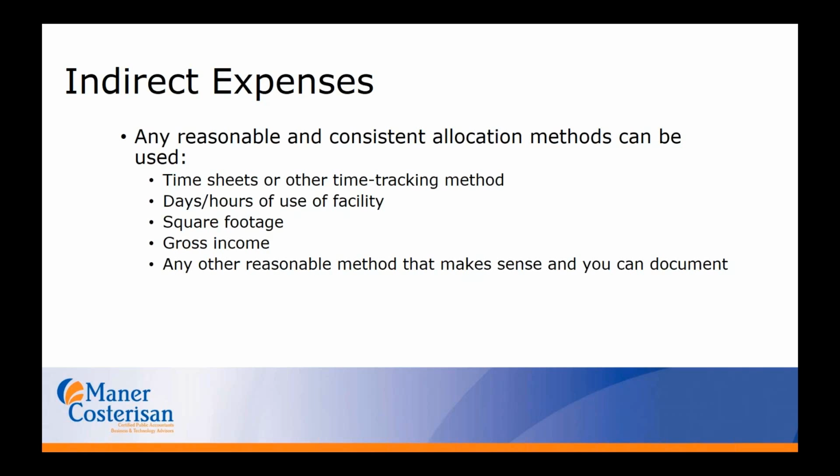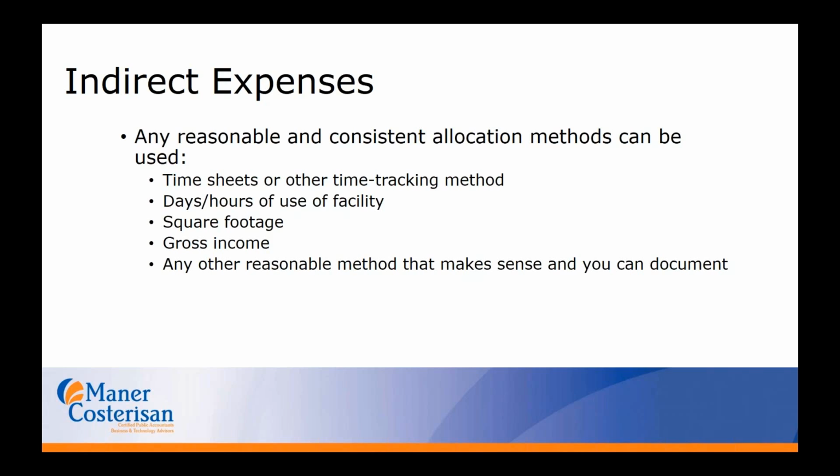Obviously, we said days and hours of use of a facility. We talked about that earlier. Square footage. So if you have a portion of your building that's being rented out, that's debt financed, and that's UBI, you can use square footage to determine which part of the utilities and maintenance and things like that are related to that unrelated activity. The gross income method: total gross income from unrelated to total gross income of related, or any other reasonable method that makes sense and that you can document. So you really got to look at the method that makes the most sense for the activity that you have.